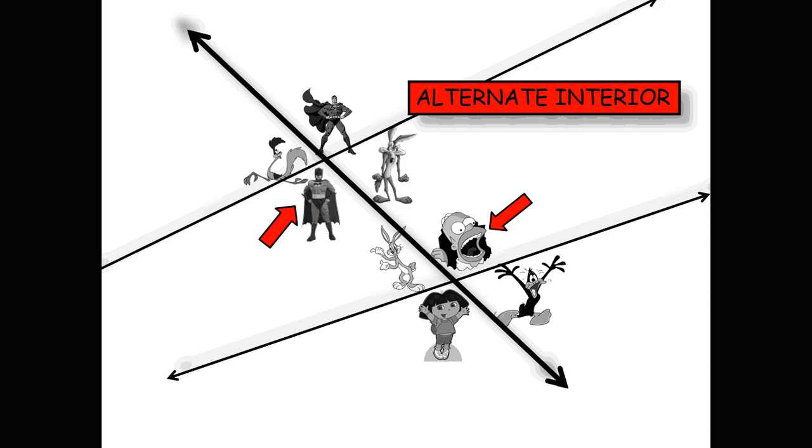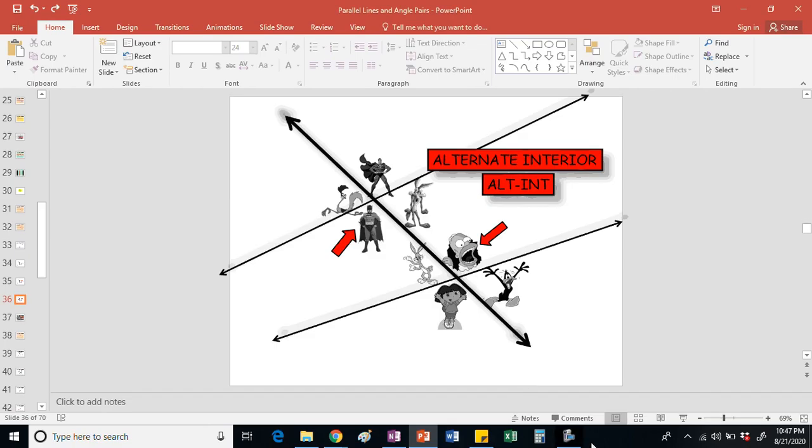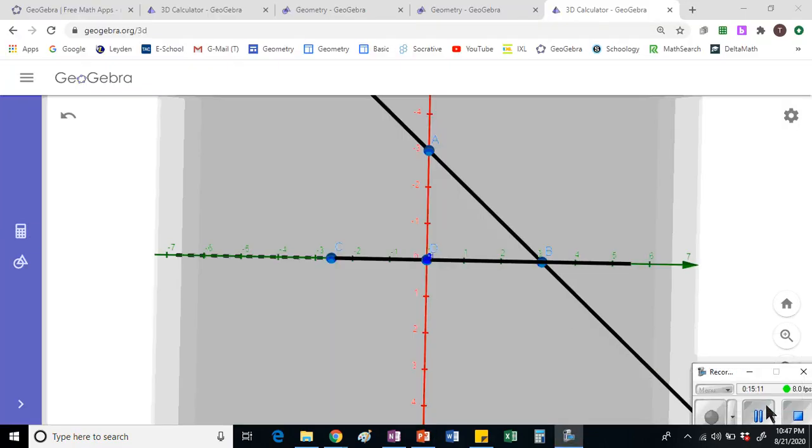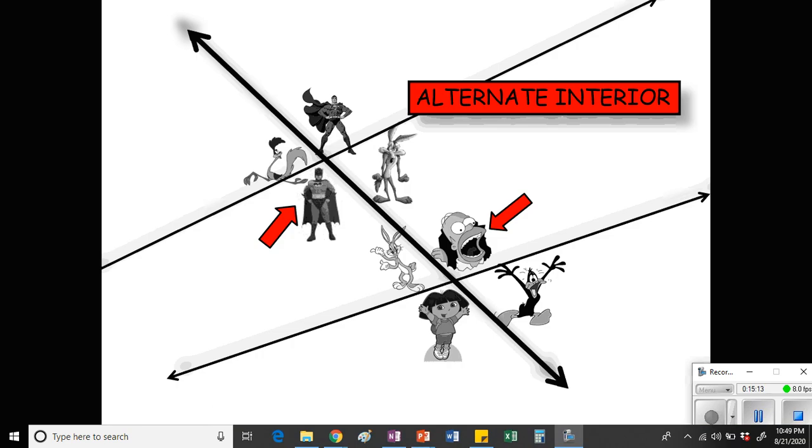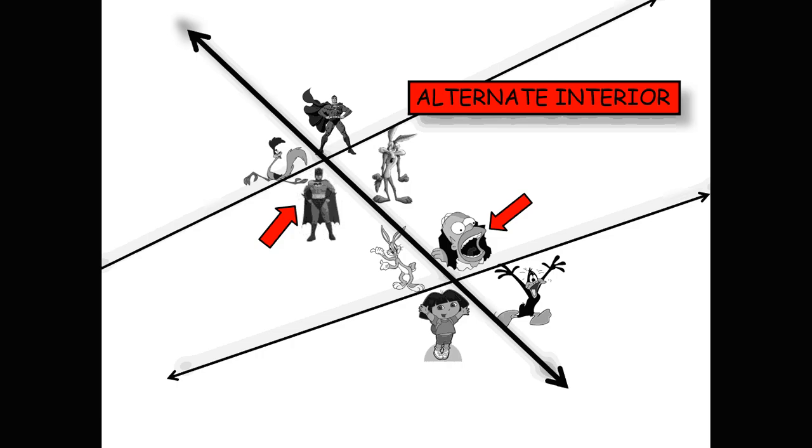Oh, I got that whole thing wrong. I'm sorry, I think I said that wrong. Batman and Homer are alternate interior angles. These are on alternate sides of the transversal, and they're on the inside of the sandwich, so they are alternate interior angles, which we would abbreviate as ALT for alternate and INT for interior.